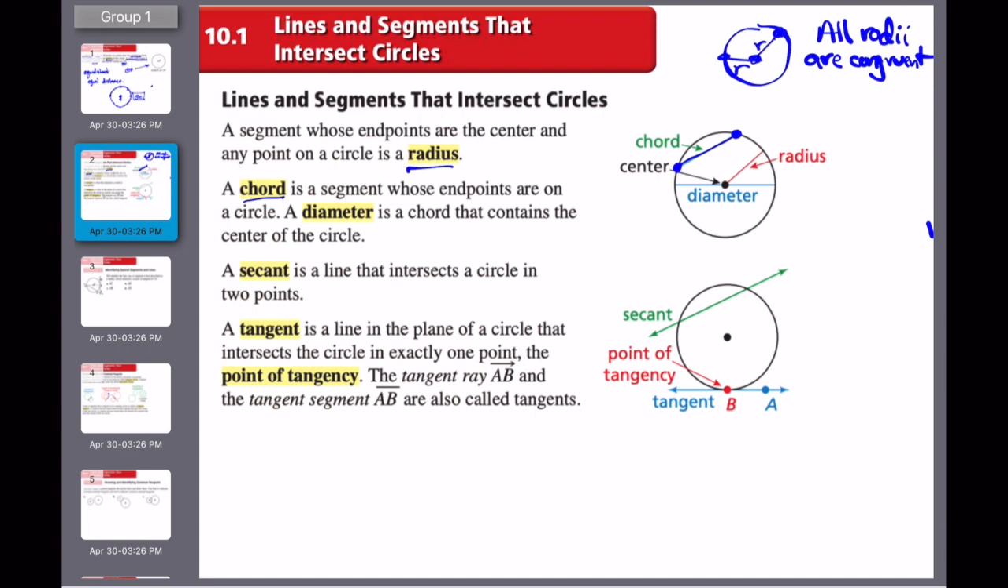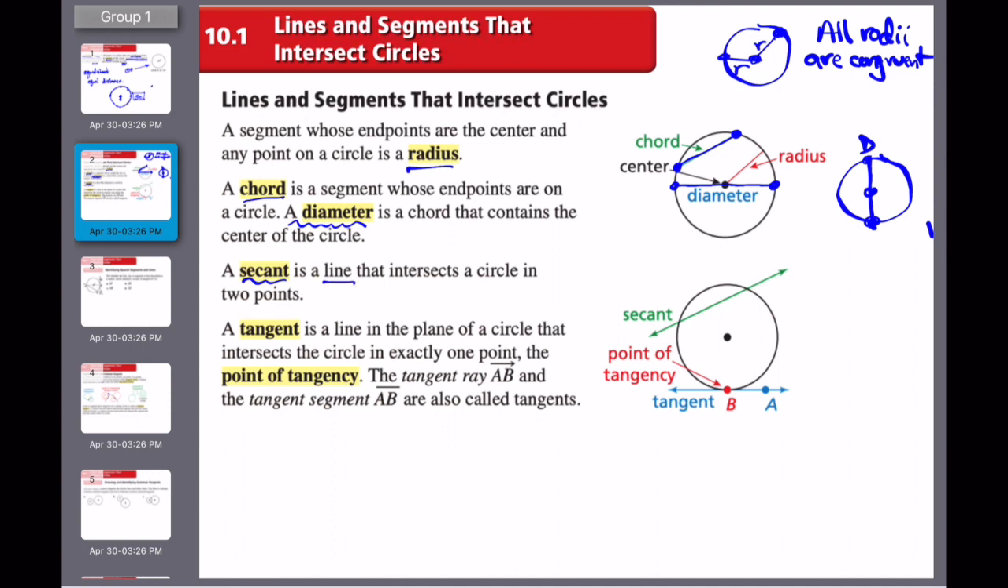And if the chord does pass through the center, then we get a special type of chord that we call a diameter. So if we look at the picture of the diameter, we see that its endpoints are on the circle, so it is a chord, but it's a special chord that passes through the center of the circle. And we can draw another example. If I have the center of the circle and my chord passes through it, then that chord is known as a diameter.